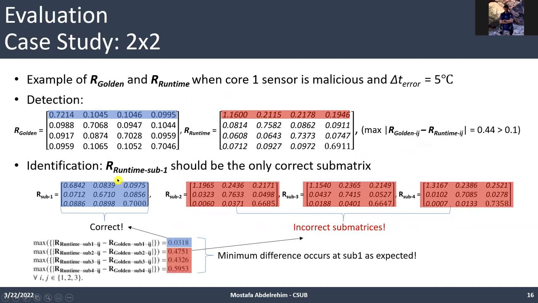Here are the submatrices. We have a 4 core system, so we have 4 submatrices. Since sensor 1 is the malicious one, this is R sub 1, this is R sub 2, sub 3, and sub 4. And if we apply this equation here, in which we subtract each corresponding value in the submatrices, we're gonna find that the minimum happens at R sub 1, because when we estimate R sub 1, we exclude the malicious sensor.